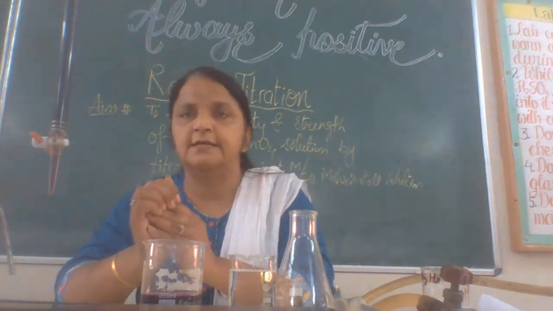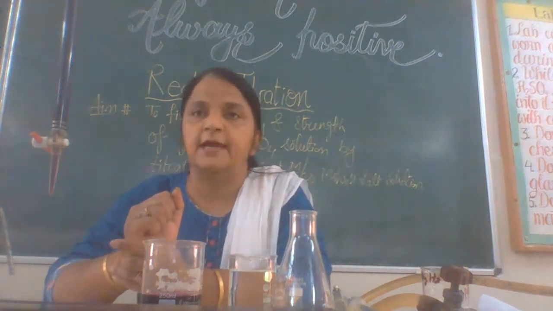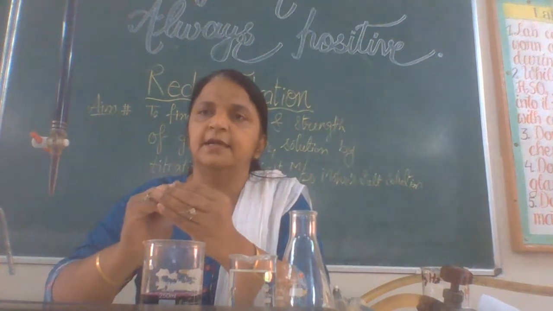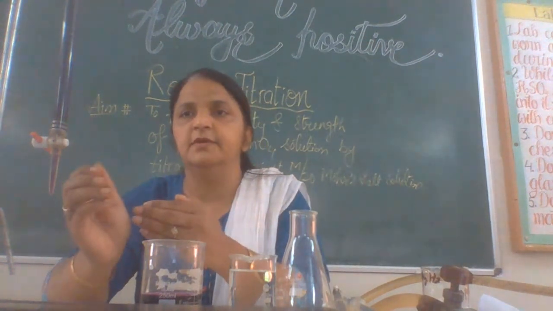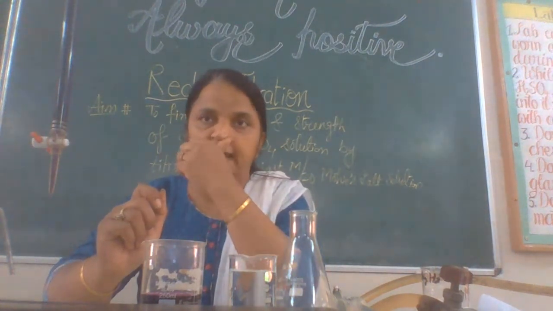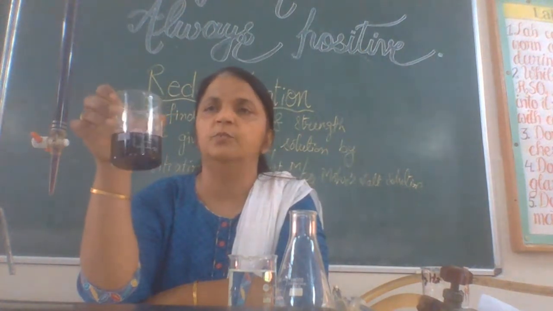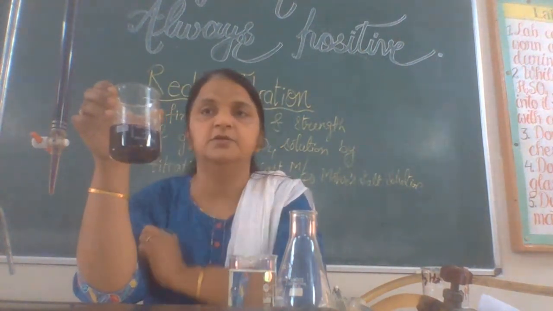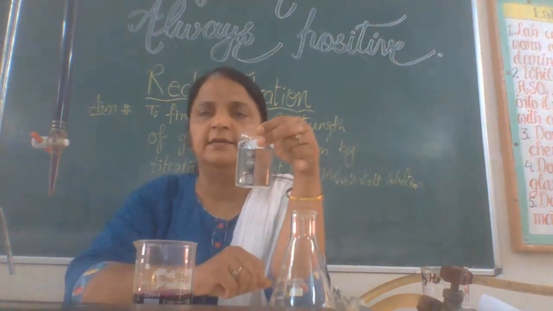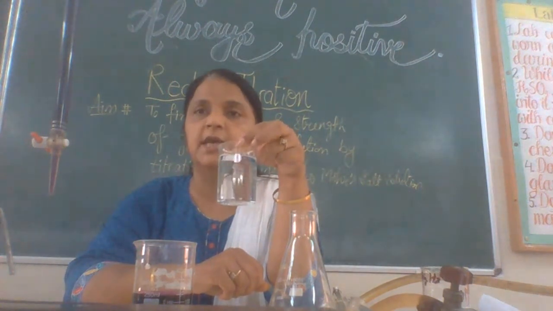And this year in class 12th, you have redox titrations in your syllabus, and redox reactions, as you all know, are the reactions in which one substance is getting oxidized and the other one is getting reduced. So in this titration, we'll use an oxidizing agent, potassium permanganate, which is a dark purple colored solution, and we are taking the Mohr salt, that is ferrous ammonium sulfate, as a reducing agent.